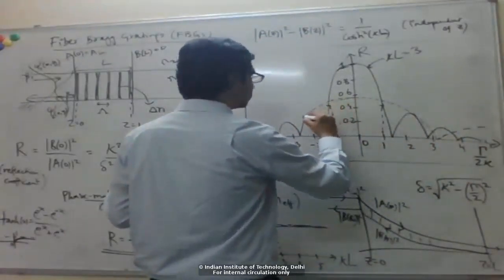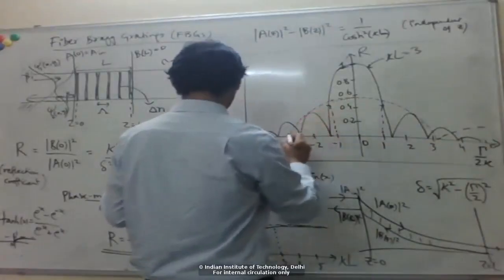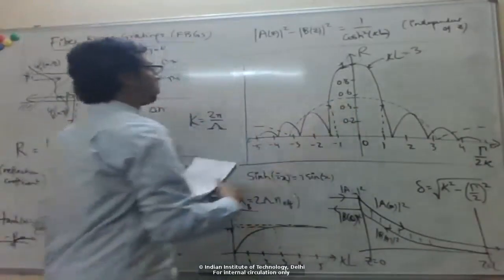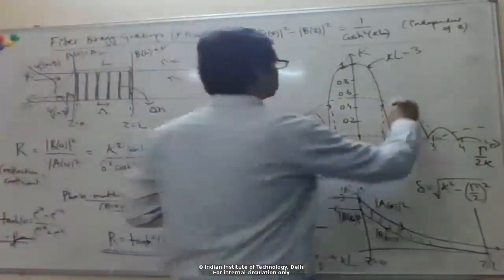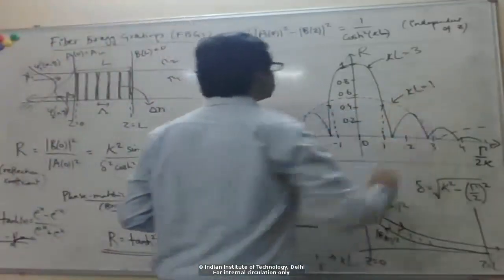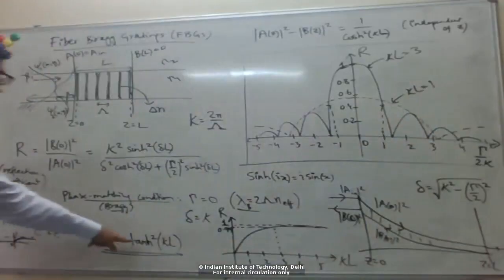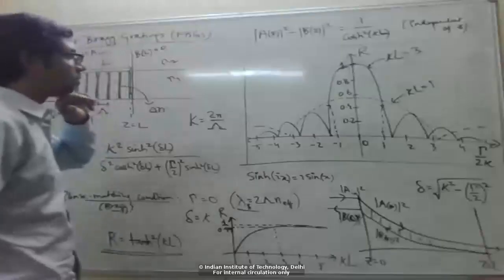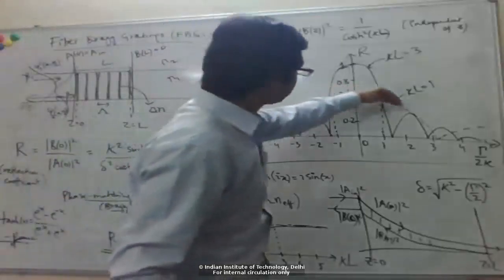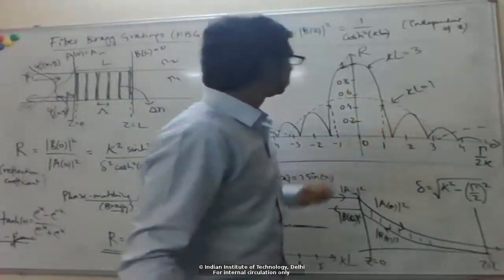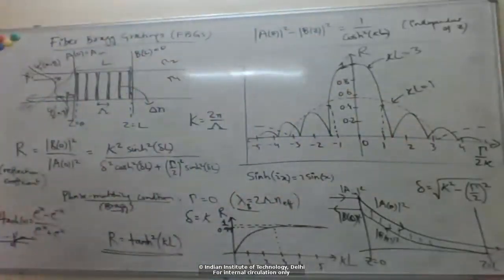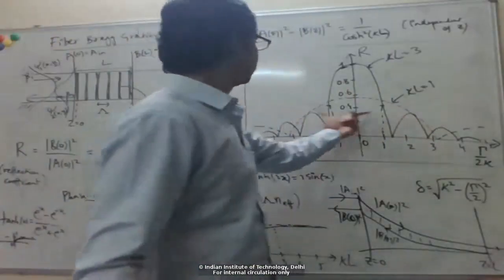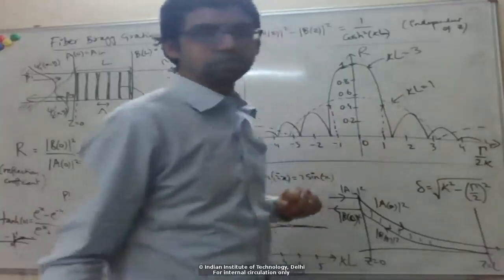But the bandwidth is larger. Okay, so this dotted line here is for kappa L equal to 1. The peak reflection coefficient is smaller, right? So it's about 60%, between 50 and 60%. But you can see that it falls off slower. Okay, so the bandwidth is larger in this case.